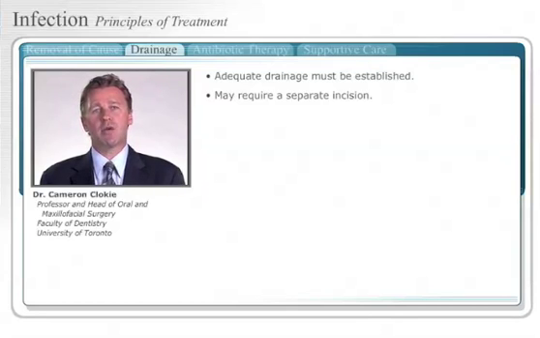The objective is to evacuate pus from the tissue spaces. In some cases, drainage may be established through a root canal. In the case of a fluctuant swelling, an incision can be made to provide drainage. Additionally, a drain may be required to prevent closure of the incision.